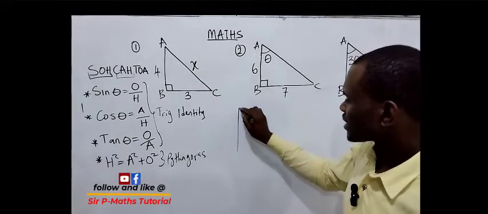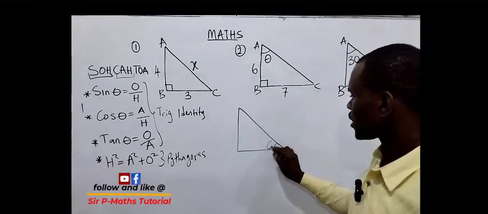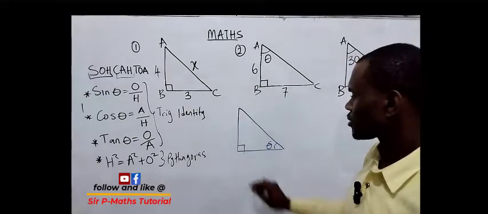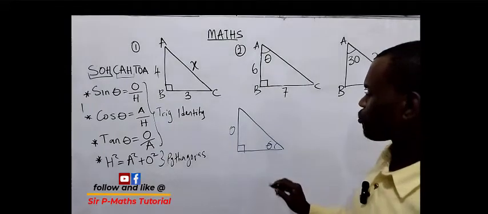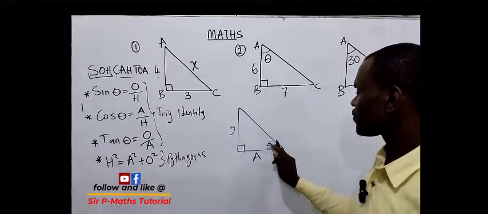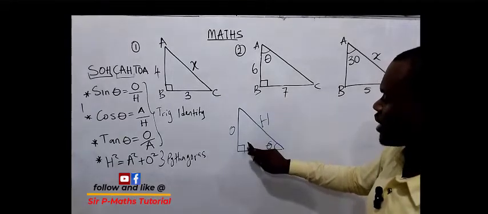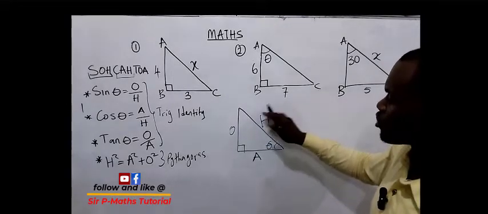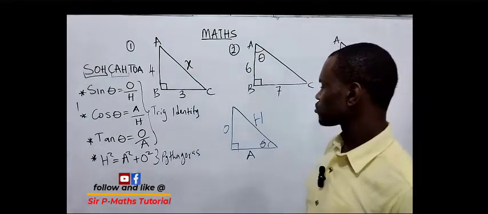Now, given a right-angled triangle, let's assume here is the given angle, whereas here is my right angle. The side facing the angle is always the opposite. The side touching the given angle is the adjacent. The side facing the right angle is the hypotenuse. How do we know when to apply Pythagoras and trigonometry?